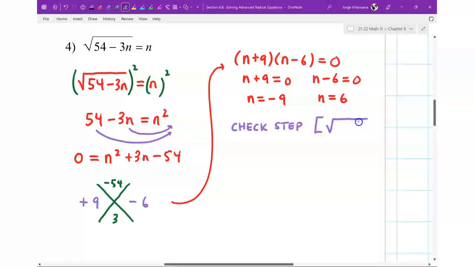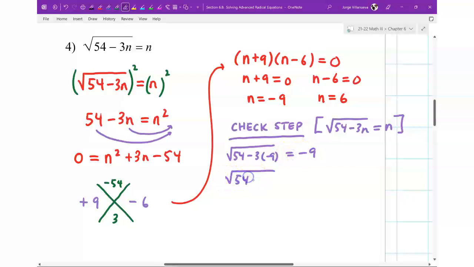Okay, so I'm just going to write my equation here again. The square root of 54 minus 3n equals n. So this is my check step. So we'll plug in -9, okay? So the square root of 54 minus 3 times -9 is equal to -9. So the square root of 54 plus 27 is equal to -9. By the way, at this point, you can pretty much say this doesn't work, because can a square root be negative?